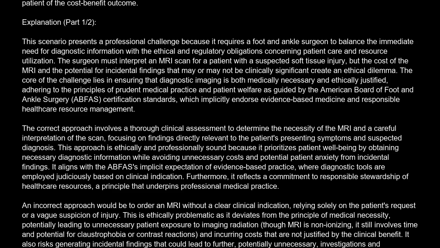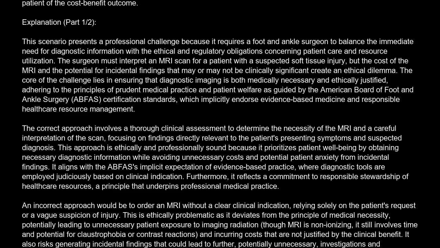An incorrect approach would be to order an MRI without a clear clinical indication, relying solely on the patient's request or a vague suspicion of injury. This is ethically problematic as it deviates from the principle of medical necessity, potentially leading to unnecessary patient exposure to imaging. Though MRI is non-ionizing, it still involves time and potential for claustrophobia or contrast reactions, and incurring costs that are not justified by the clinical benefit. It also risks generating incidental findings that could lead to further, potentially unnecessary, investigations and treatments, increasing patient burden and healthcare expenditure without a clear benefit.